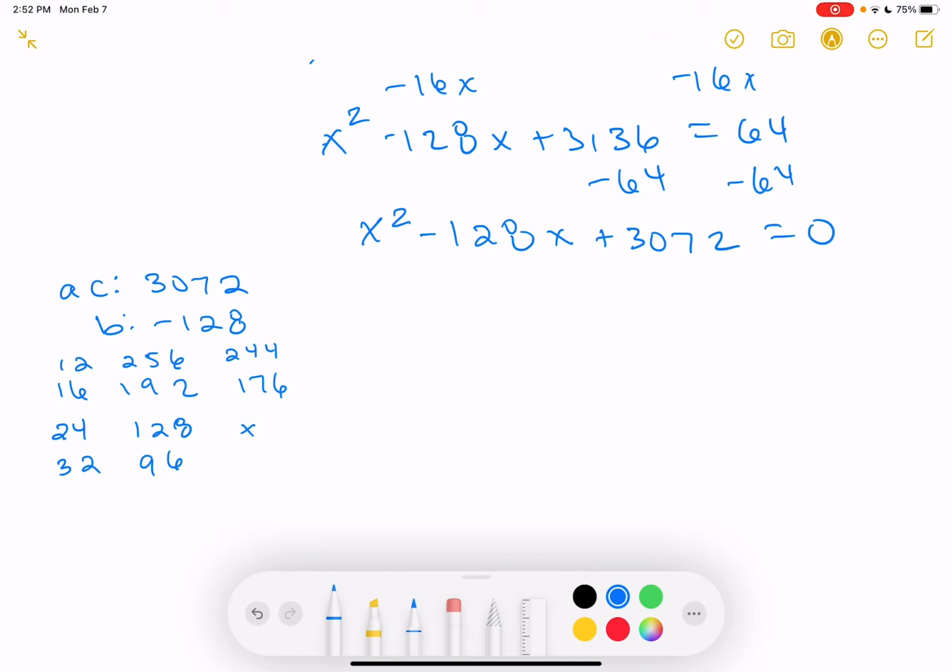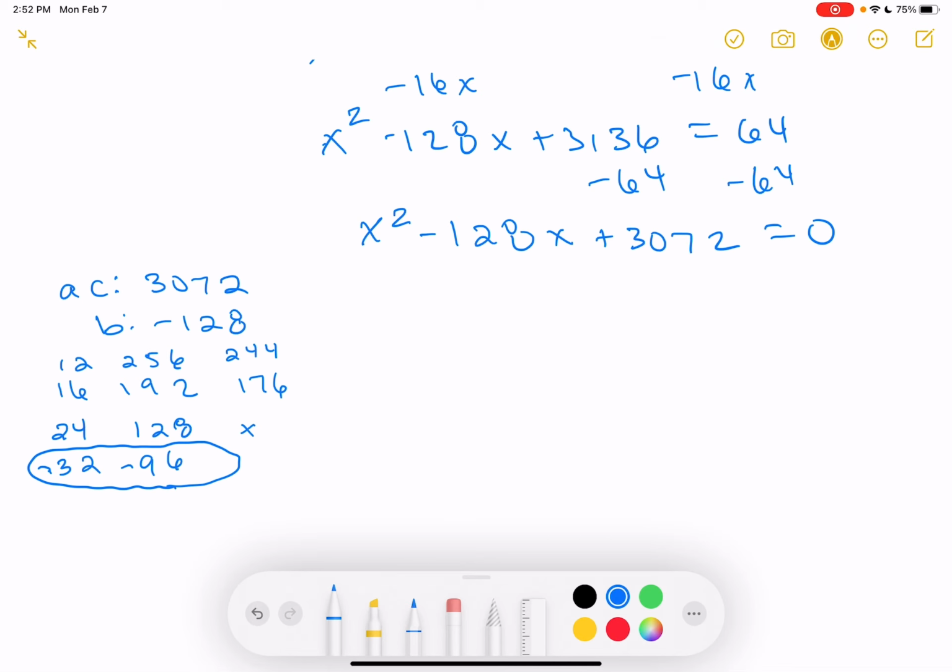All right, I think we got it. So hopefully you found it fast. I mean, these take me a while. All right, so I got 32 and 96, but it's at negative 128, so they're both going to have to be negative. Okay, so let me double check it one more time.